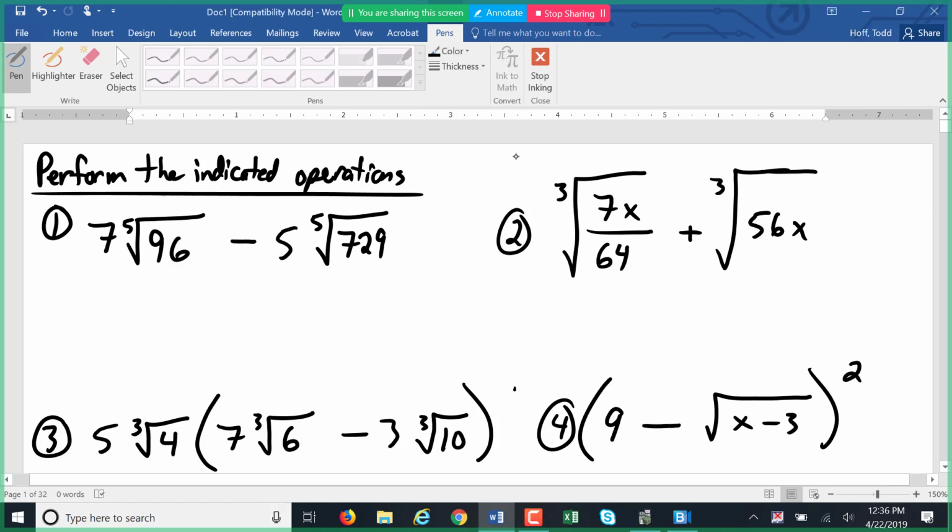So the first one here is a subtraction problem. Remember, to add and subtract, we must have the same name. For radicals, that comes down to two things. One is we must have the same index of our radical. And here we do. They're both fifth roots. So that part is met.